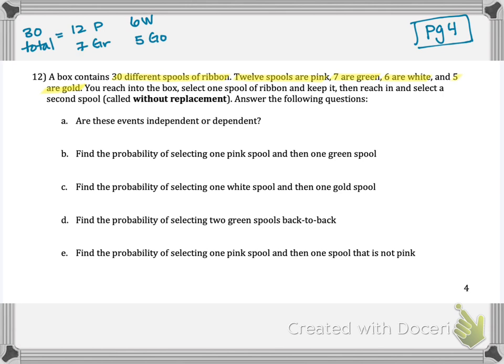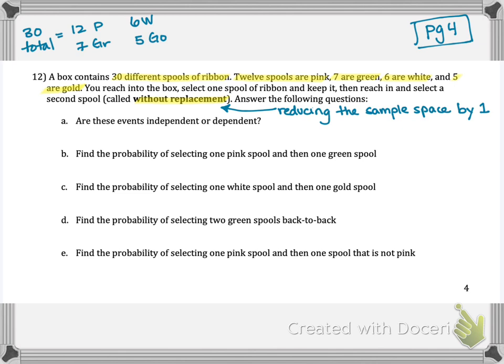Now, when we reach into the box, we select a spool of ribbon and we keep it. And then we reach in and we select a second spool. This is called without replacement. So, what is actually happening when I keep one of the spools of ribbon? What's actually happening is that we are reducing the sample space. And let's be really crystal clear. We are taking one spool of ribbon, so we're actually reducing the sample space by 1, because we're going to take one thing and we're going to keep it.